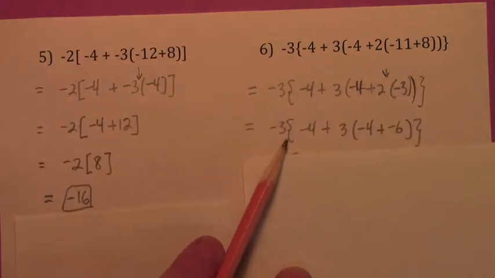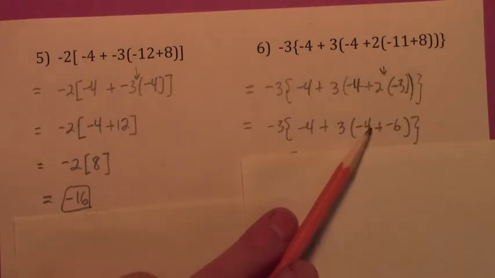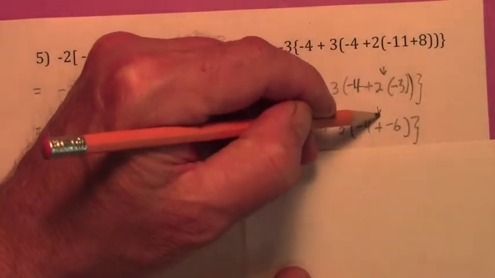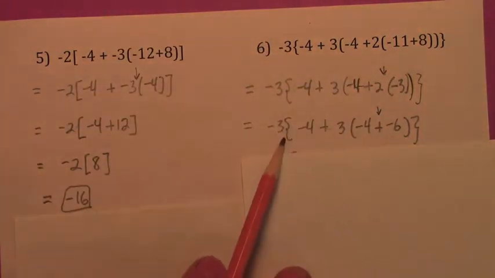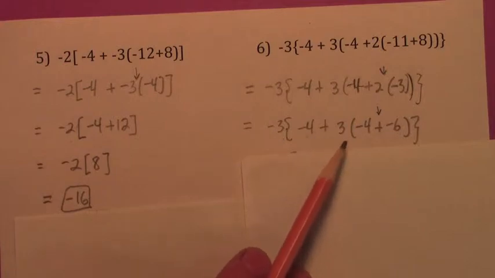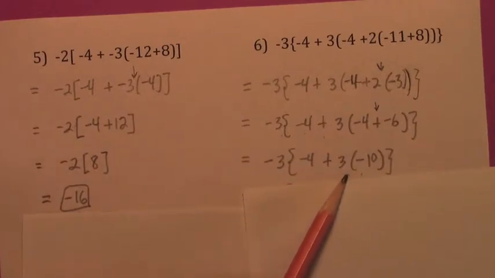So write the whole problem down. Negative 3 times the quantity negative 4 plus 3 times this quantity. What do you get inside of these parentheses when you do the operation? You get a negative 10, right? So it becomes negative 3 times the quantity negative 4 plus 3 times negative 10. Almost done. Gets easier, doesn't it?